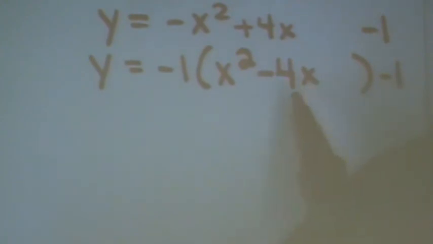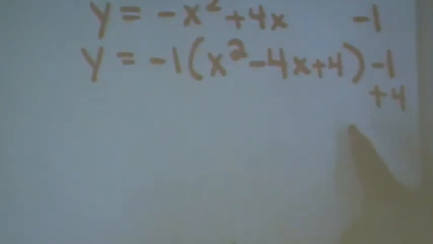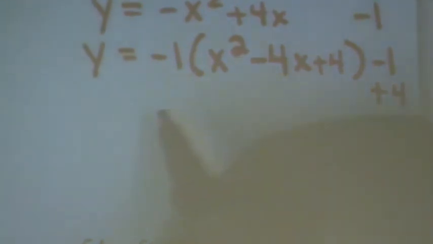Now take half of -4 and square it. What do you get? You're going to add 4, but did I really add 4? It's really a -4 that I added, so we're going to add +4. It's confusing for people, so I want to make sure you all understand this. Now just factor.